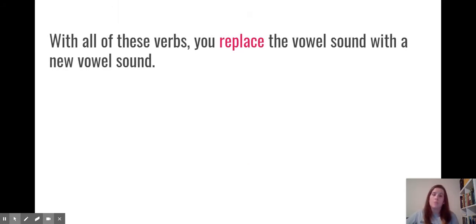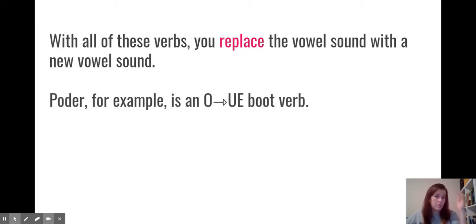With all of these verbs, you've replaced the vowel sound with a new vowel sound. For example, poder is an O to UE boot verb. We can see the O right here in the stem is what will get changed. So that O becomes a UE. So it goes from O to UE.